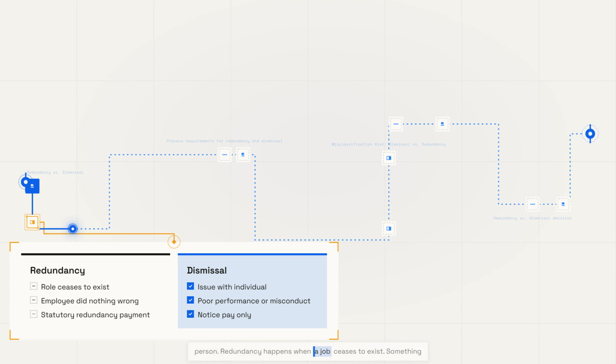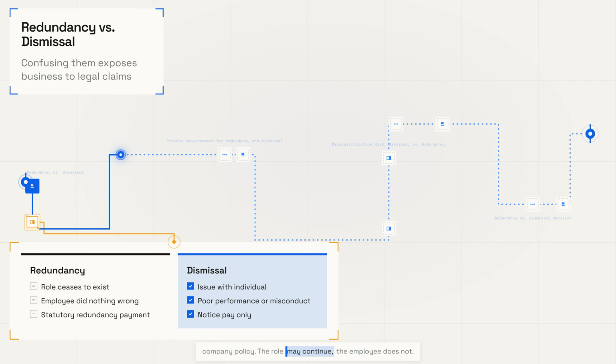Redundancy happens when a job ceases to exist. Something like the business closing a site, reducing headcount, or automating a function. The employee has done nothing wrong, the role is simply no longer needed. Dismissal happens when the issue is with the individual. Poor performance, misconduct, or a breach of company policy. The role may continue, the employee does not.